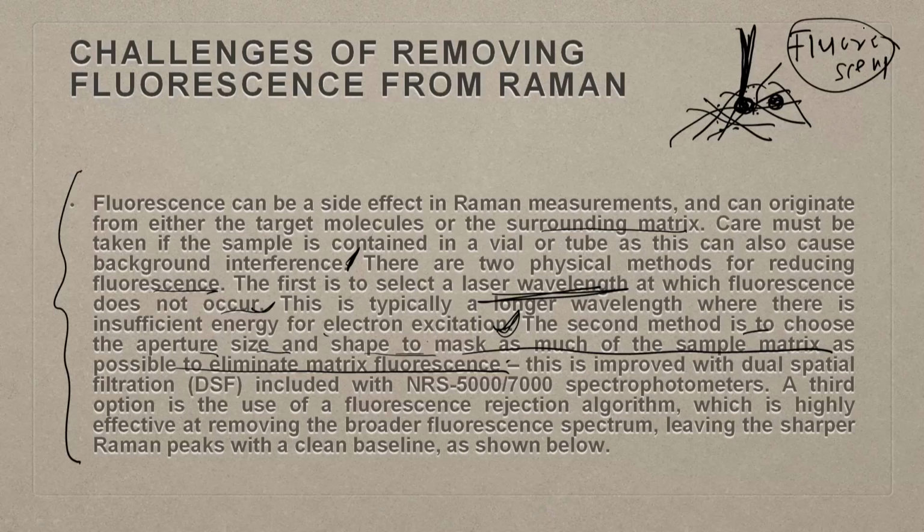The second method is to choose the aperture, what we have talked about. This is improved with dual spatial filtration, DSF, included with NRS 5000 to 7000 spectrophotometers. The third option is to use a fluorescence rejection algorithm. These algorithms are there in the market, but they are mostly patented and highly effective at removing the broader fluorescence spectrum, leaving the sharper Raman peak with a clean baseline, as I will show you in the next slide.